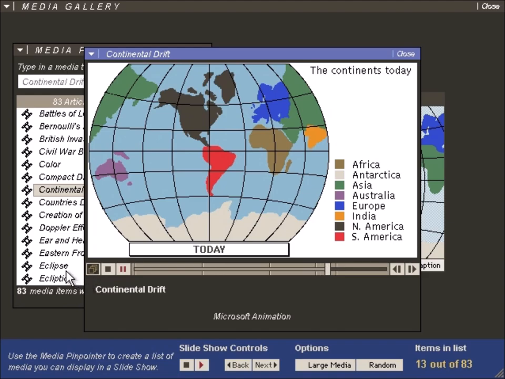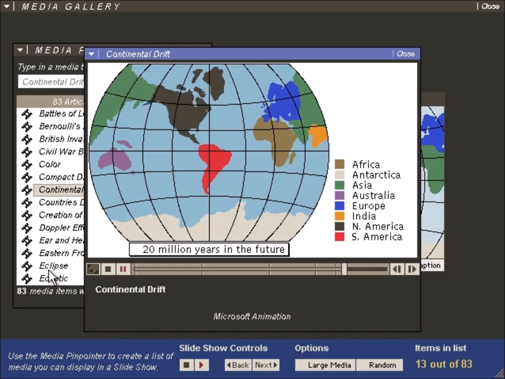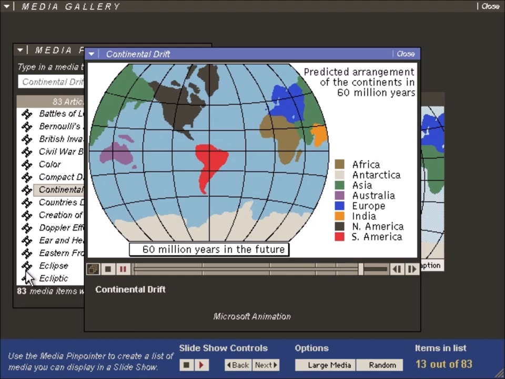Plates are continuing to move even today. Scientists predict that the Atlantic Ocean will continue to widen, the Mediterranean Sea will collapse, and Australia will reach the equator in about 60 million years.